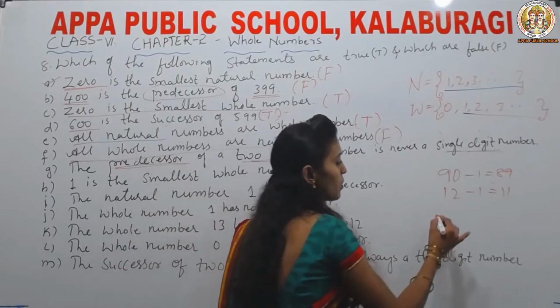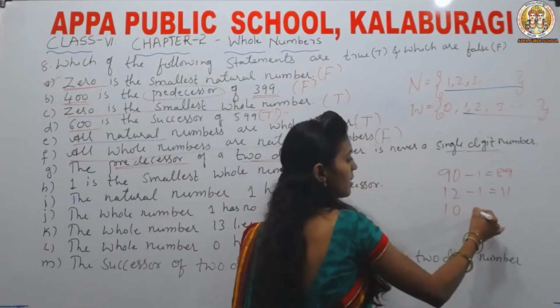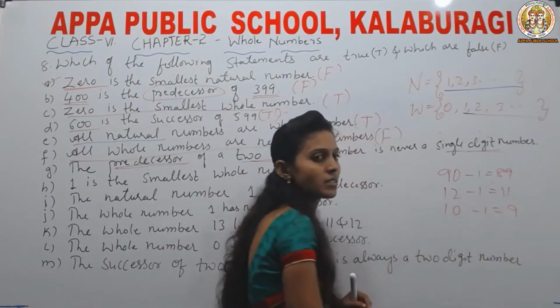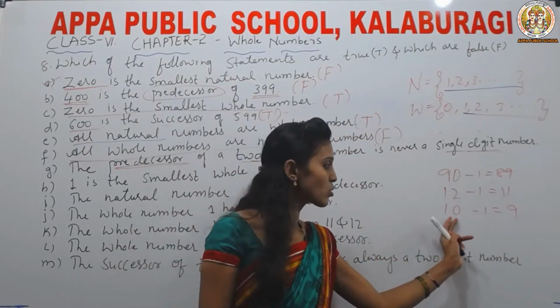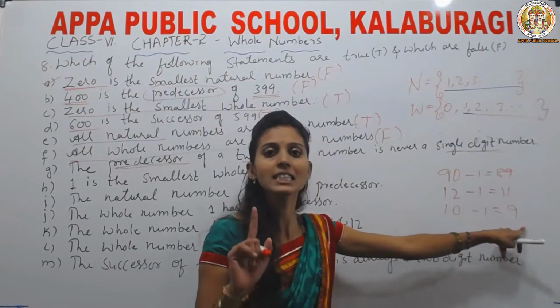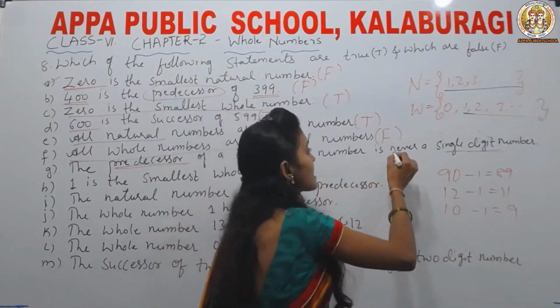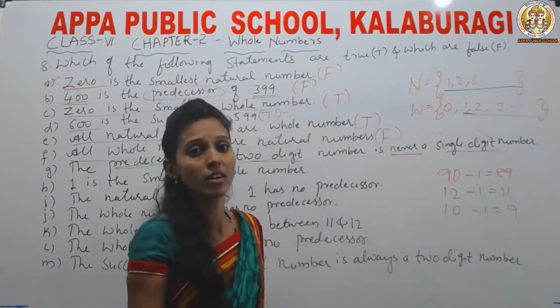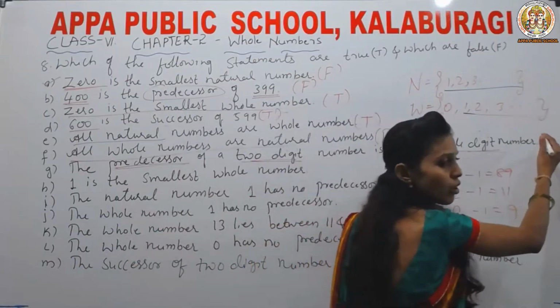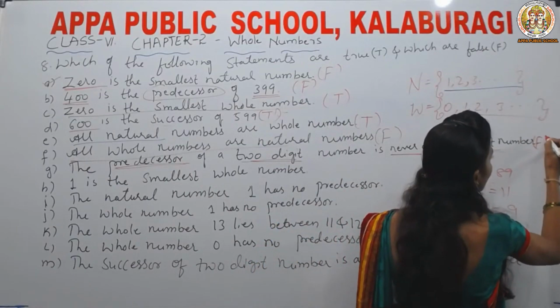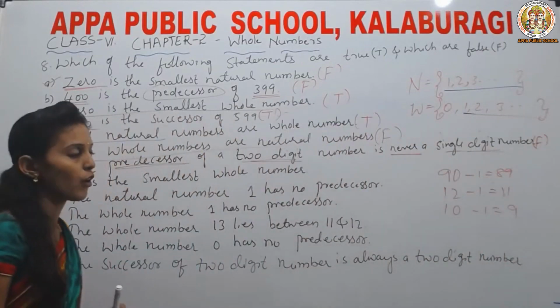See now, what is the predecessor of 10? The predecessor of 10 is 9. Right? 10 is a 2-digit number, and the predecessor of 10 is 9, a single-digit number. They said it's never a single-digit number. Never. But it is. So therefore, this is also false.